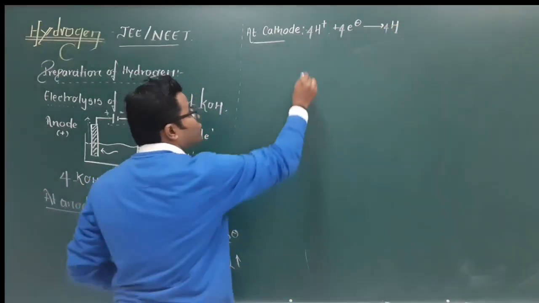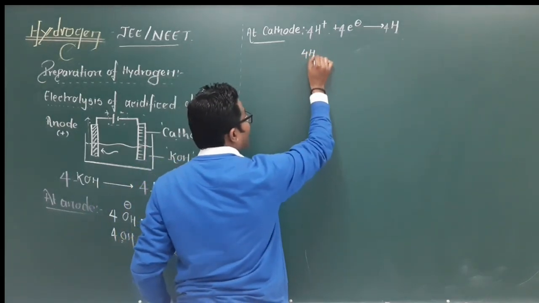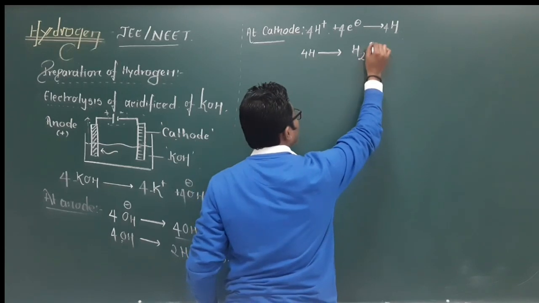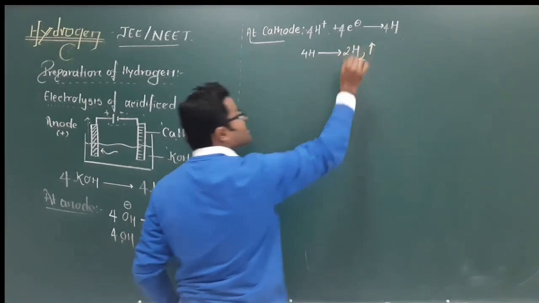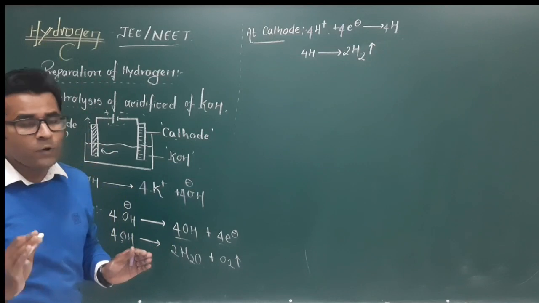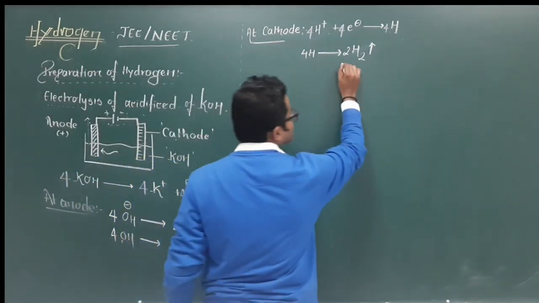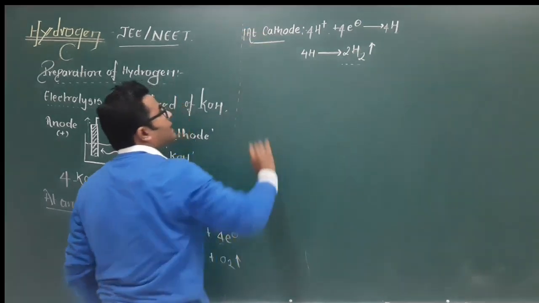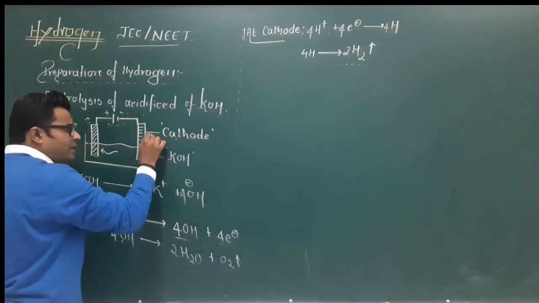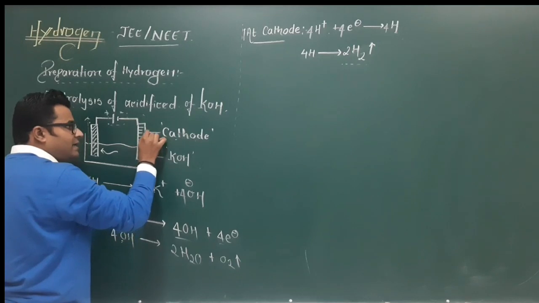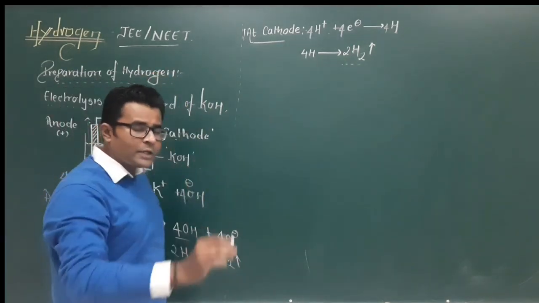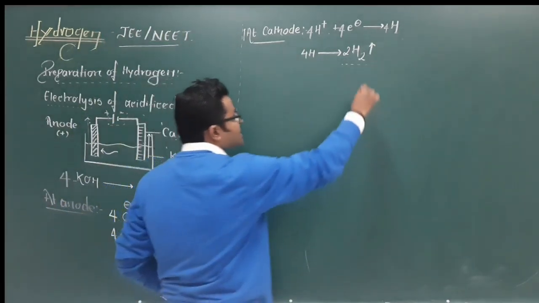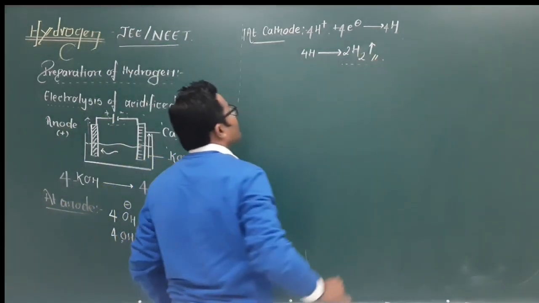These 4 hydrogen atoms will reorganize to give hydrogen molecules, so we get 2 hydrogen molecules. Therefore, the 2 hydrogen molecules will be evolved at the cathode. If you take a look here, that is the cathode, and here is the hydrogen molecule which is going to be evolved. So this is about the hydrogen molecule.